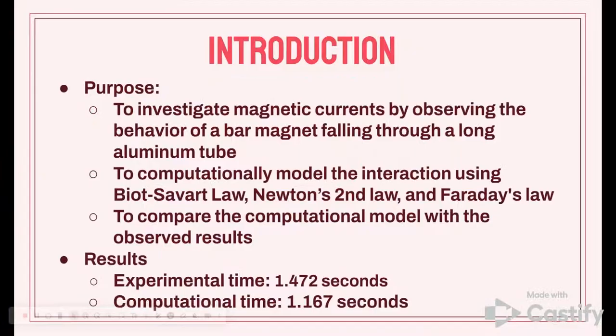So for the introduction, the purpose of this lab was to investigate different magnetic currents by observing the behavior of a bar magnet falling through a long aluminum tube. We wanted to computationally model these interactions using the Biot-Savart law, Newton's second law, and Faraday's law. We also wanted to compare the computational model with our observed results. The experimental time we got was 1.472 seconds, and the computational time was 1.167 seconds. We'll talk about the disparities between these results at the end.